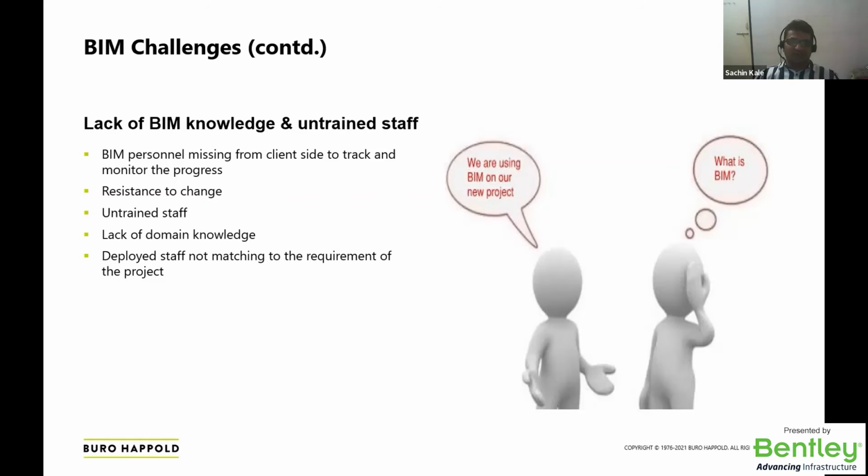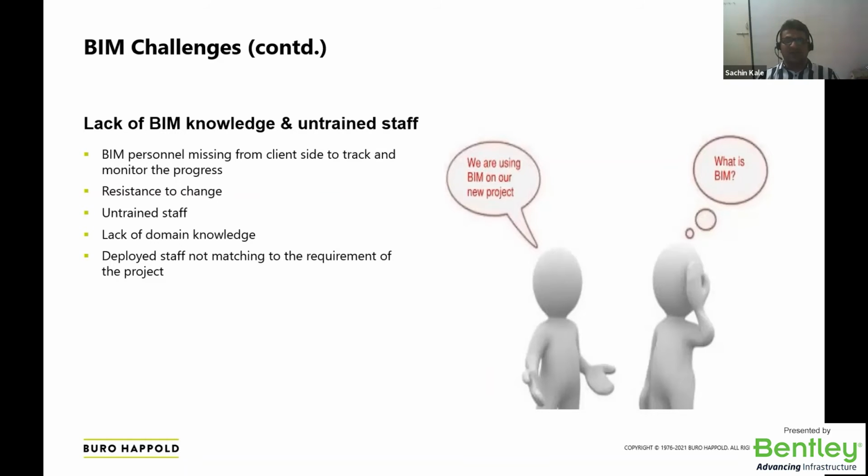Lack of domain knowledge. When we say AEC, it is based on architectural, structural, and MEP: mechanical, electrical, plumbing. If someone from MEP is asked to work on a structural or architectural element, definitely they are going to lack in some part. They may model based on the drawing assigned to them, but because of the lack of domain knowledge, they may model it wrongly. We have experienced this on a few of our projects: when inexperienced staff are put onto a project, they definitely create some mess.